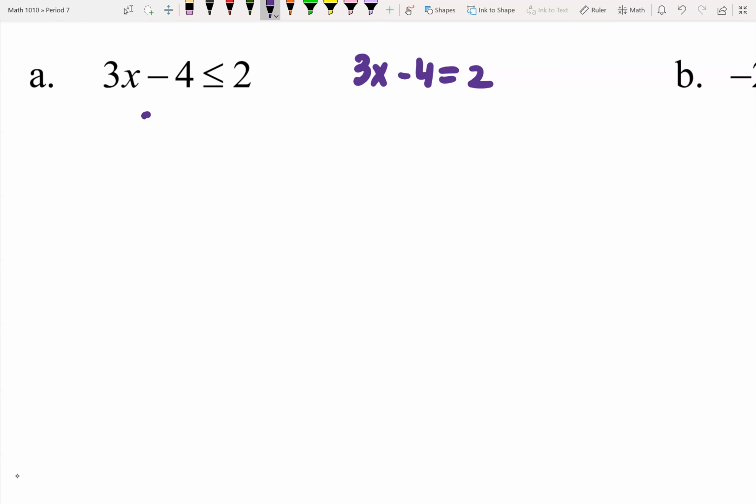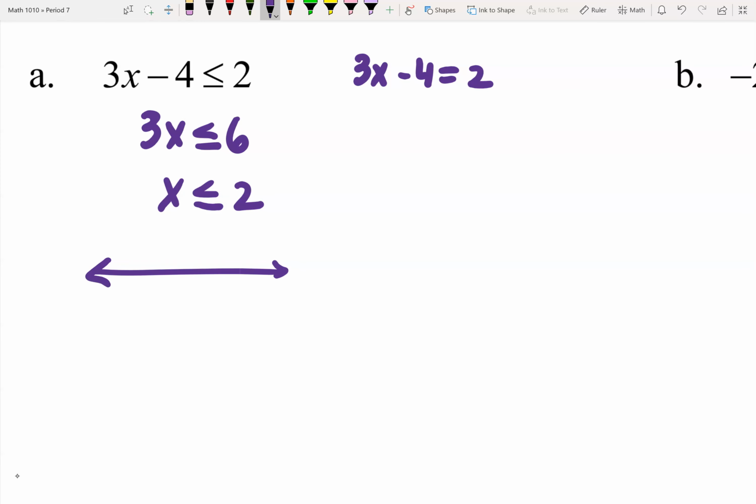So everybody has 3x is less than or equal to, the 4 comes over and becomes a positive, and you have a 6. What do you do now? Divide by 3. So I get x is, should I switch that to a greater than? Why not? Didn't divide by a negative, right? 6 over 3 is 2. Okay? Now let's graph it.